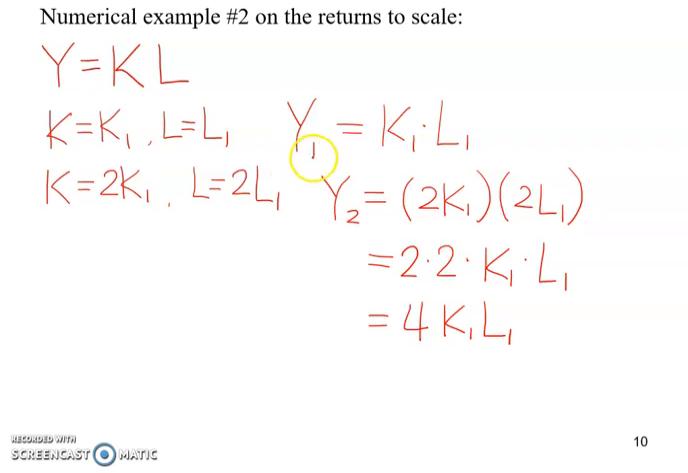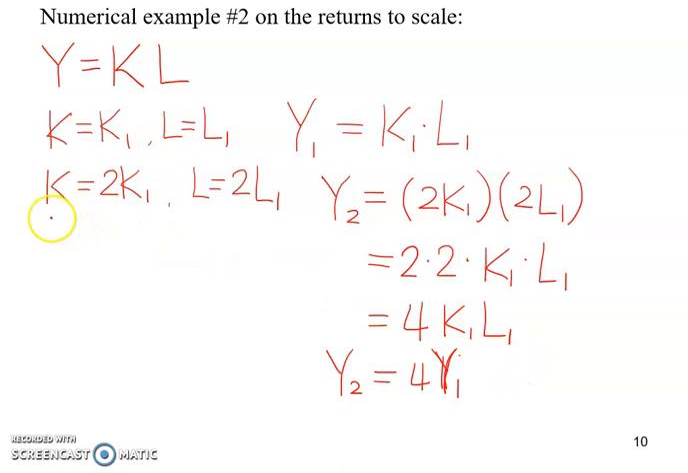Once again here, K1 times L1 goes back to the original level. That gives us the y1. That's exactly how much the firm produced before, right? Before we changed the amount of capital and labor. So this equals 4y1, right? This equals 4y1. Remember, on the left hand side it's y2. That's a new level of output.